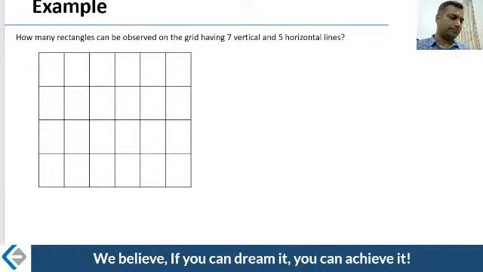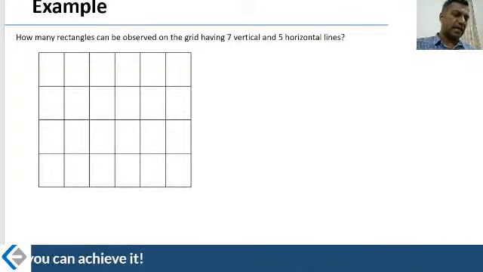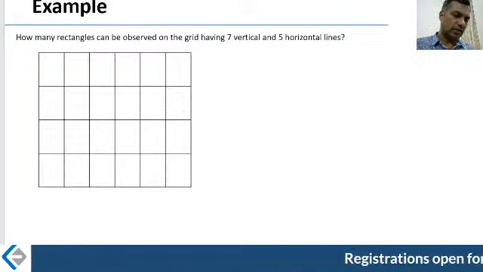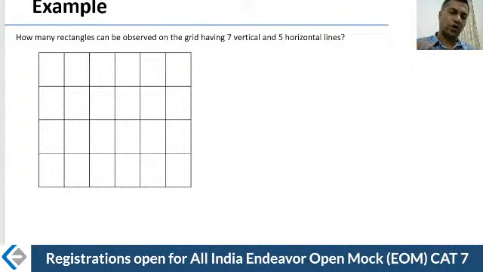Let's explore further. Let's explore some simple concepts out here. How many rectangles can be observed on a grid having 7 vertical and 5 horizontal lines?